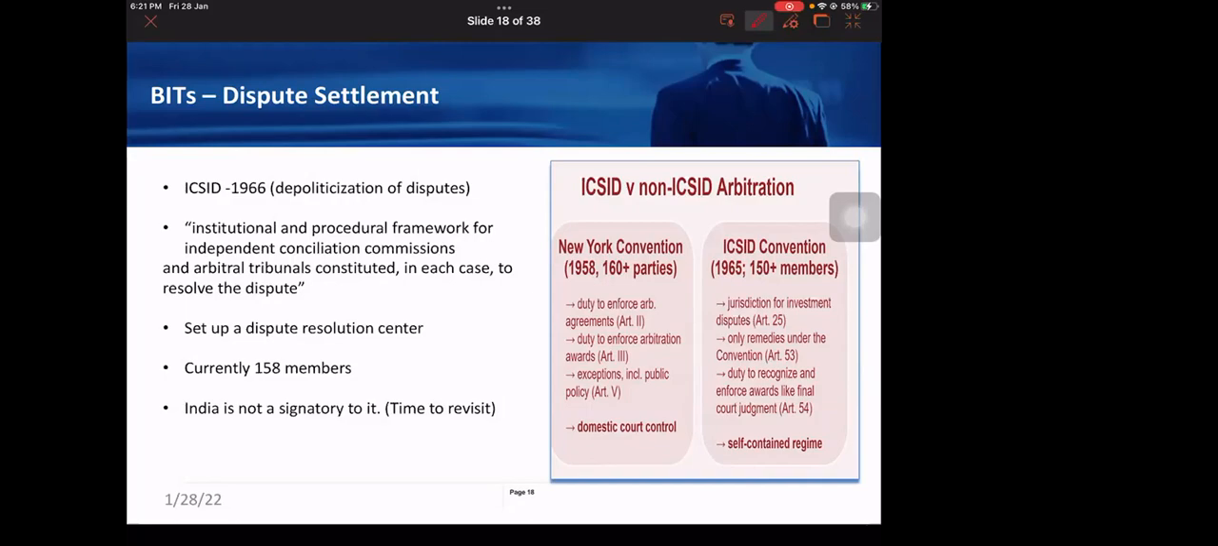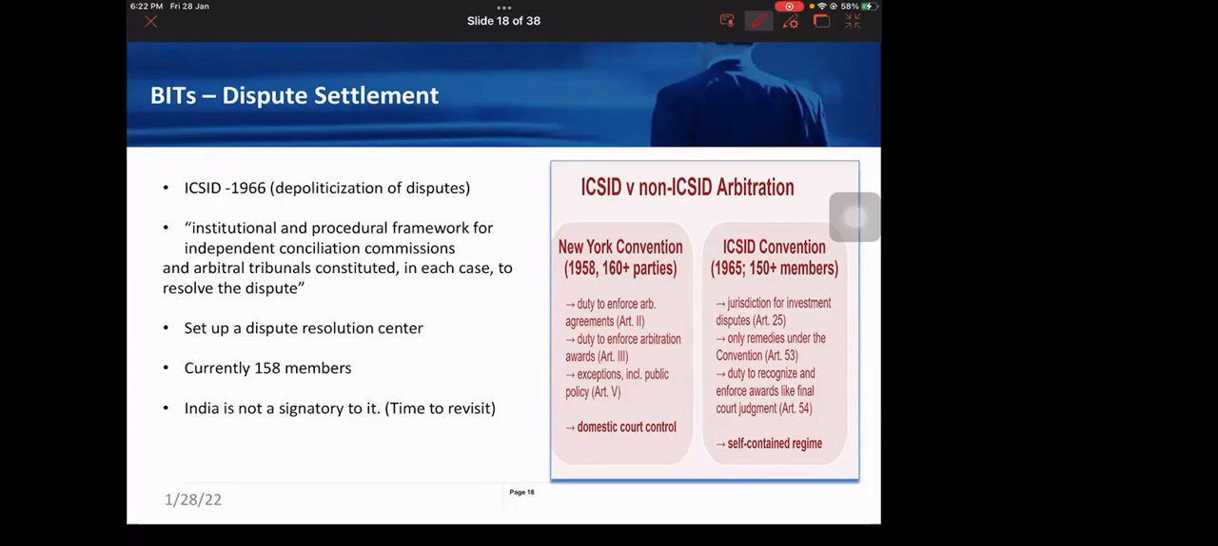Now, very interestingly, having said that, we need an independent arbitral tribunal to resolve the disputes because it depoliticizes the matter, and more importantly, an expert tribunal looks into it. Now, what the framework did one step further is, countries entered the ICSID Convention, International Center for Settlement of Investment Disputes. So under the ICSID Convention, ICSID is governed by the World Bank.